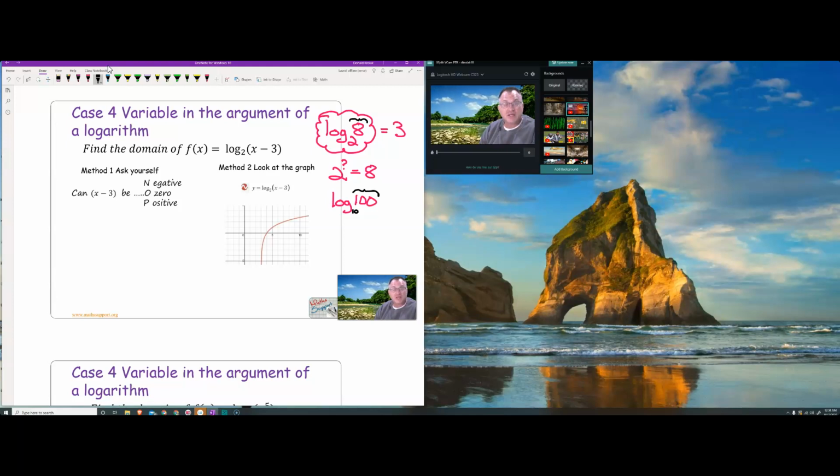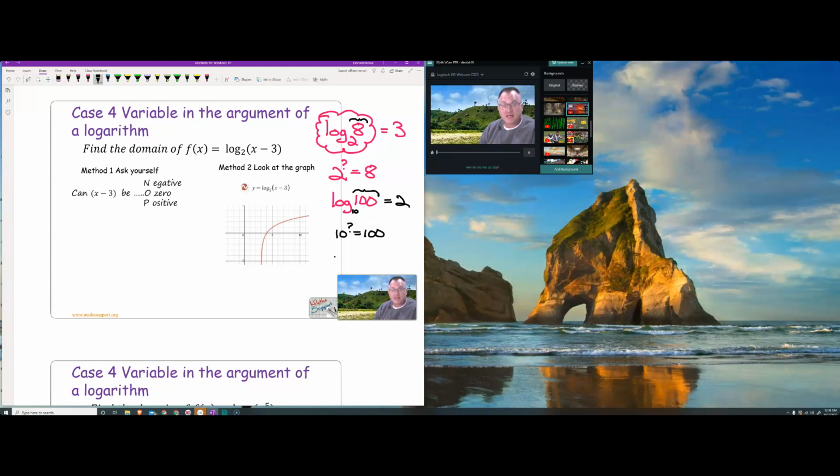So if I was looking at this and I'm like, okay, log base 10 of 100, really that's the same as thinking 10 to what power is 100? The answer to this is 2. All right?